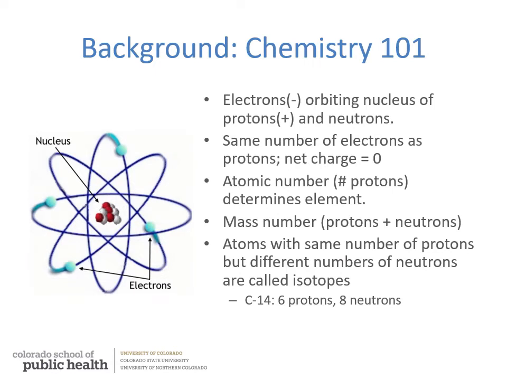So a little bit of background, because we're going to talk about ionizing radiation. Here's the basics for those of you who might have forgotten Chemistry 101. Atoms are made of two basic parts. There's the nucleus, which has the protons and neutrons, and the electrons orbit the nucleus. Now, the nucleus is typically positively charged. Protons have a positive charge.